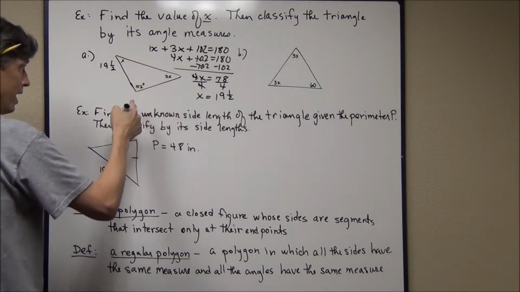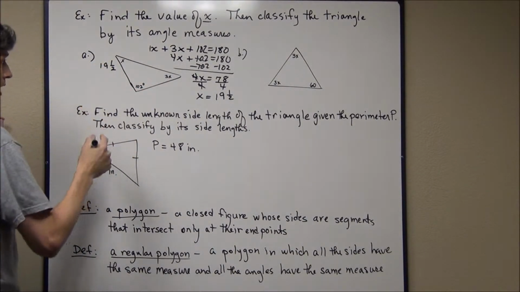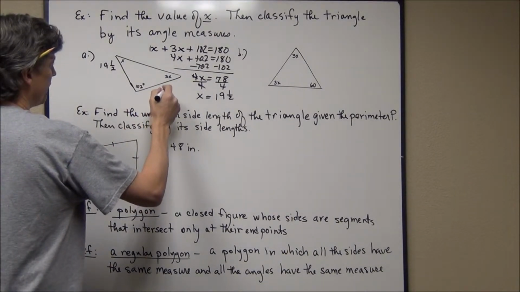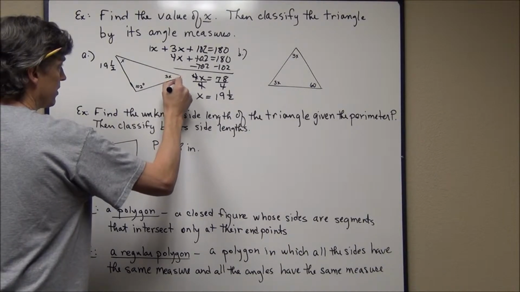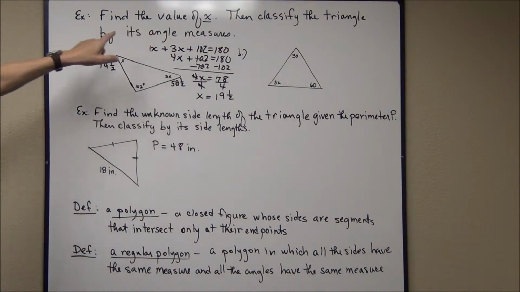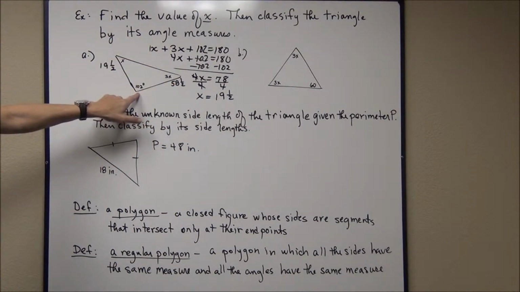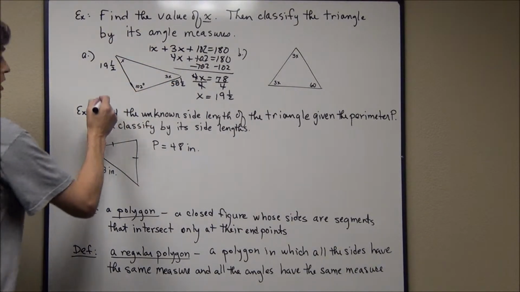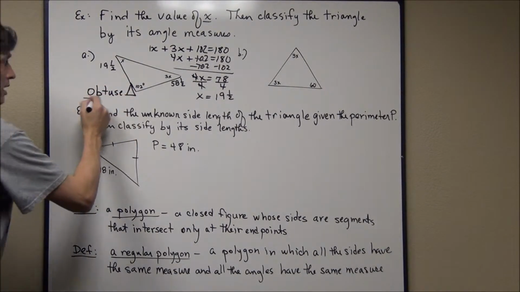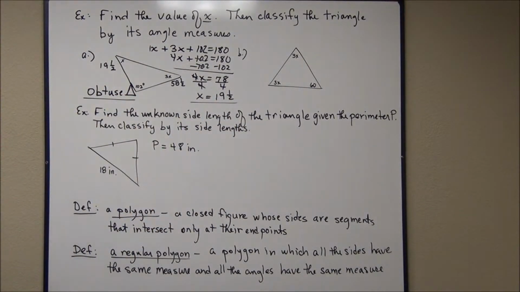This is 3 times x. 3 times 19 and 1/2 would be 58 and a half. Now we don't need that measure other than the fact that we want to classify the triangle by its angle measures. Well, it's got an obtuse angle, so this is an obtuse triangle. So those are the two answers for that one.